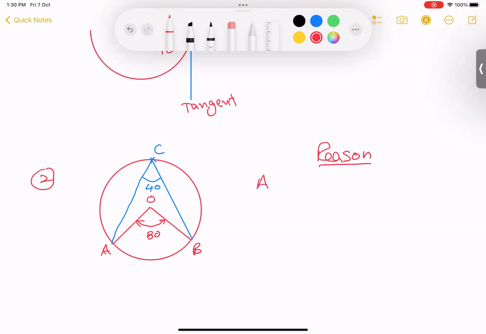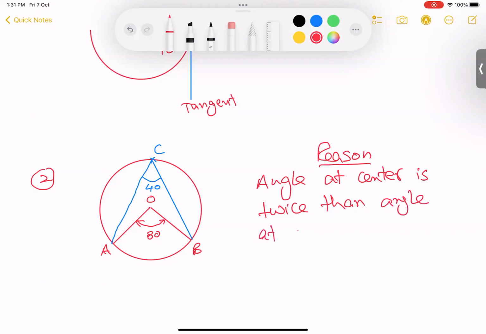Angle at center is twice the angle at circumference. Okay. Now, if you don't believe me, is it true or not?